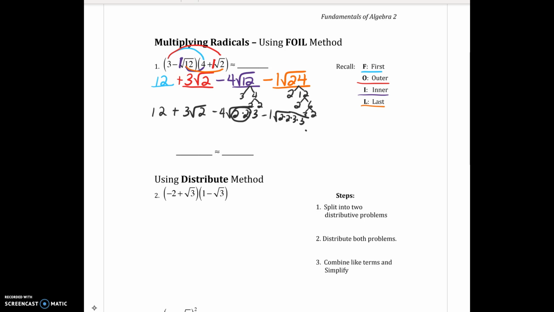Now that we have this multiplied out, this is where we will have to do some simplifying and combining like you did with your adding, subtracting section. The last two are the only two that simplify. We can do 2 and 6, 2 and 3. We can do 2 and 12, 2 and 6, 2 and 3. So we'll have 12 plus 3 square root of 2 minus 4 square root of 2 times 3.